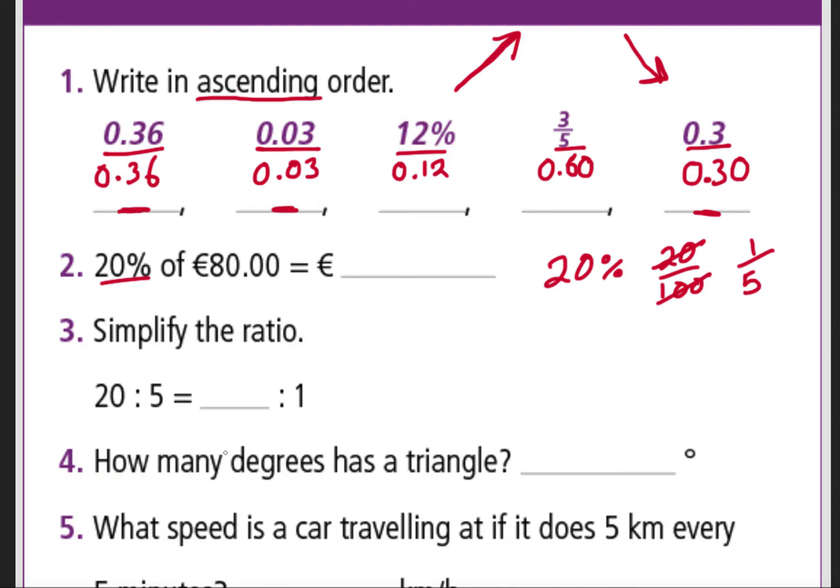Number 3 here, we have to simplify the ratio, and the ratio is 20 is to 5. And to simplify it, it's just like simplifying fractions. What can I divide into each side? So I can divide 5 in there, it'll go in 4 times, and on this side it'll go in once. So 20 is to 5 is the same as 4 is to 1.